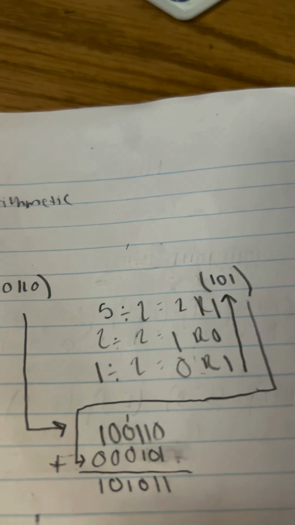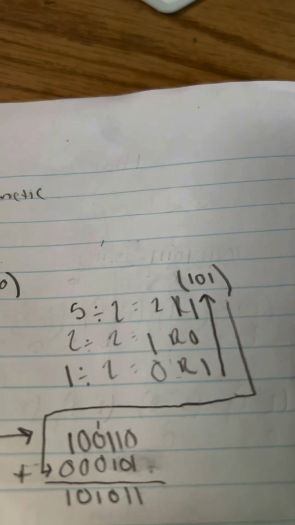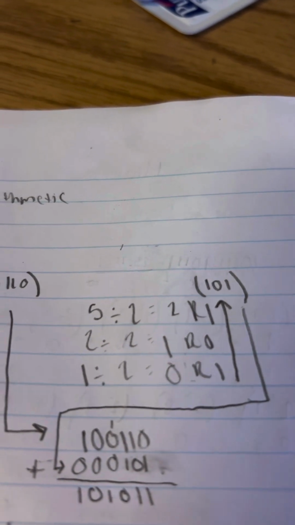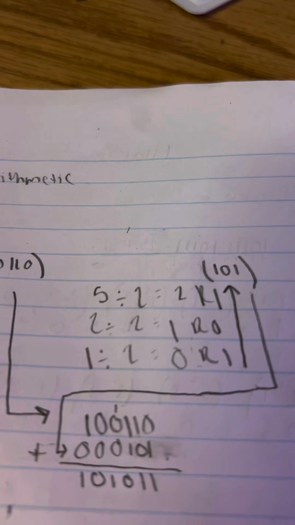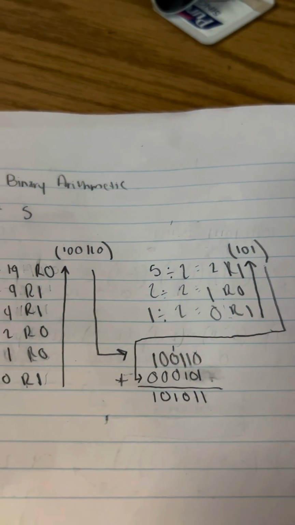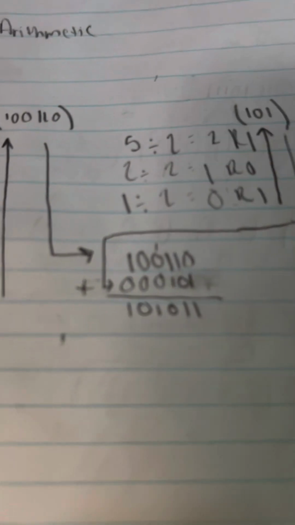For 5, we do the same thing. We have 5 divided by 2 equals 2, remainder 1. 2 divided by 2 equals 1, remainder 0. And 1 divided by 2 equals 0, remainder 1. We read from bottom up for both. And then our binary arithmetic would be adding.